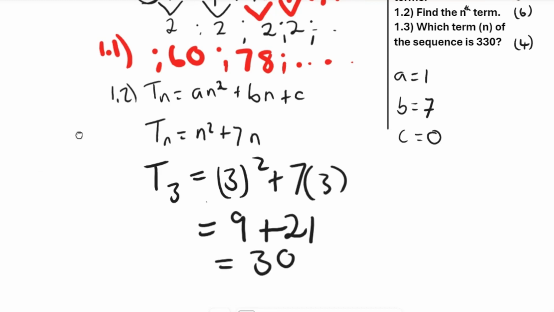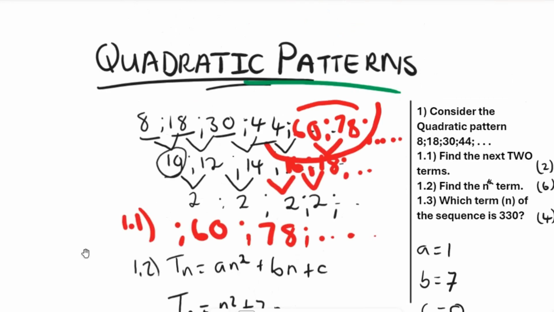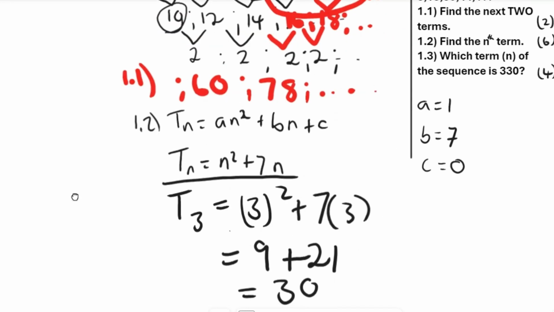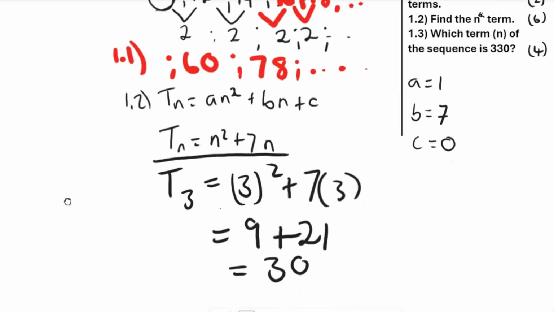This confirms that this general term will work for this quadratic pattern that is given, that is 8, 18, 30, 44, and so on. Okay. Right, now that we know our nth term, we can go ahead and answer question number 1.3 that says, which term n of the sequence is 330? Now what we're going to do there is write 330 equals to our an squared plus bn plus c.